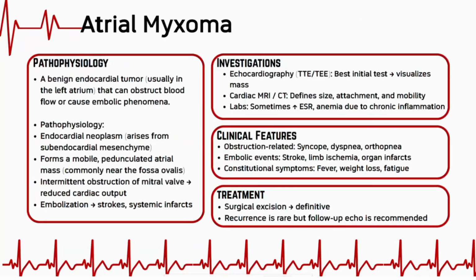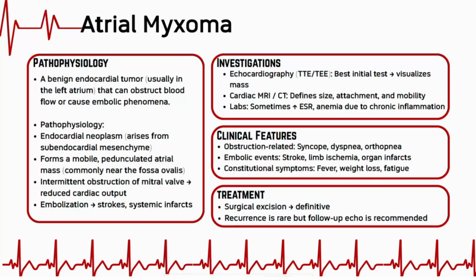Now, let's talk about a primary tumor that can also happen in the endocardium. So atrial myxomas are a benign endocardial tumor, mostly in the left atrium, that can obstruct blood flow or go on to cause embolic phenomena. Now, this is a form of endocardial neoplasm, and it actually arises from the subendocardial mesenchyme. Now, it forms a mobile pedunculated atrial mass, and it's commonly near the fossa ovalis.